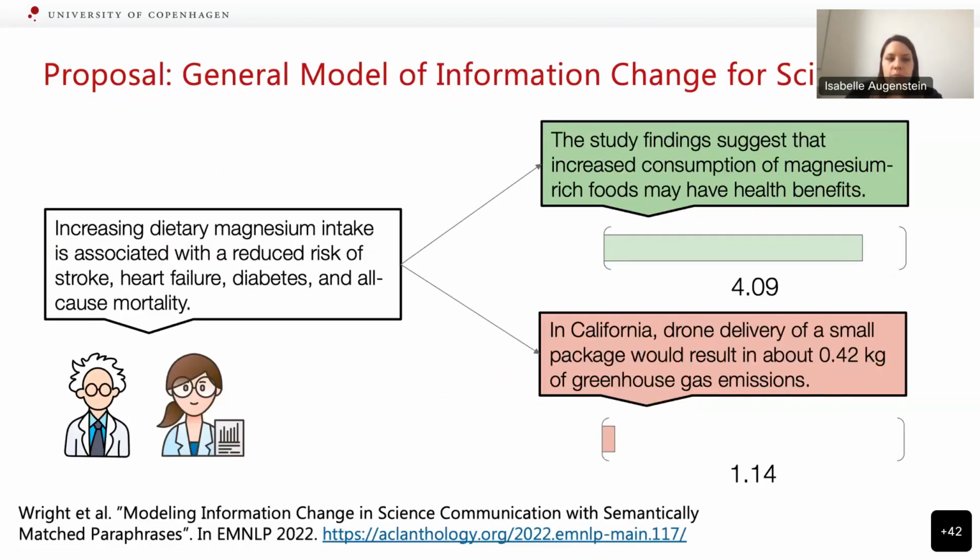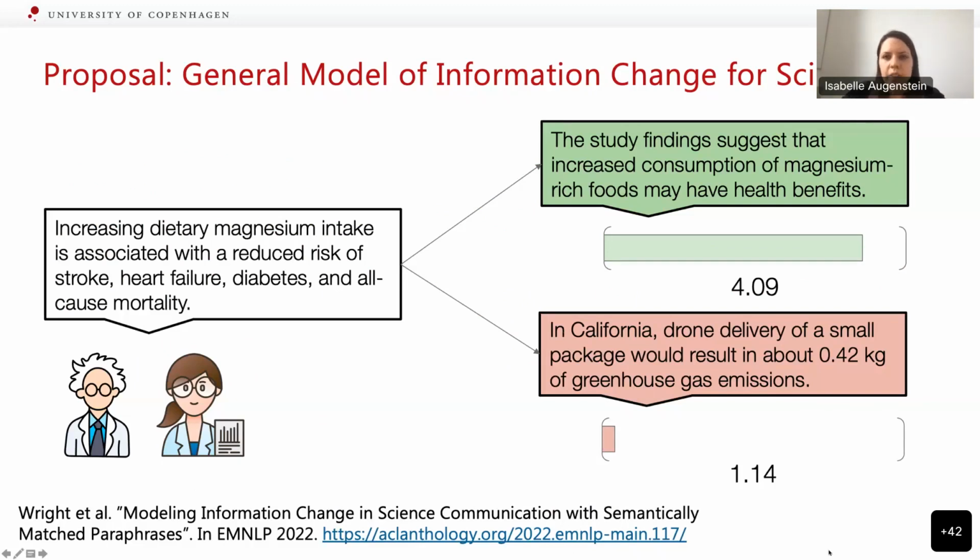Now, at a high level, what we propose is a general model of information change for scientific communication. We propose to measure the similarity of scientific findings as measured by 2 scientific sentences. The way we define a scientific finding is as a statement that describes a particular research output of a scientific study, which can be a result, it can be a conclusion, a product, or some other kind of research output.